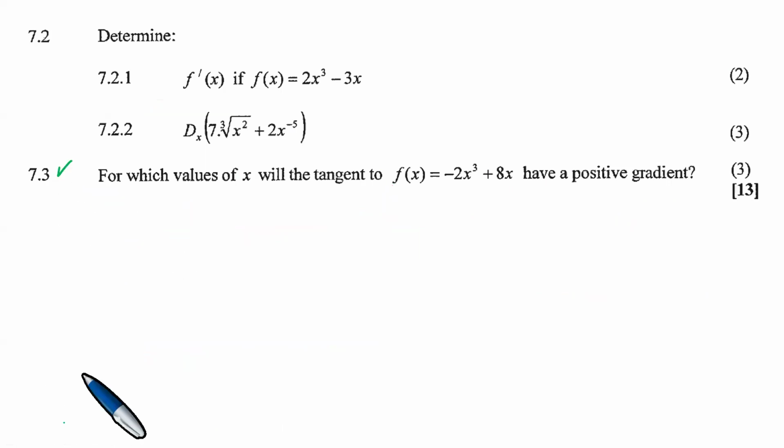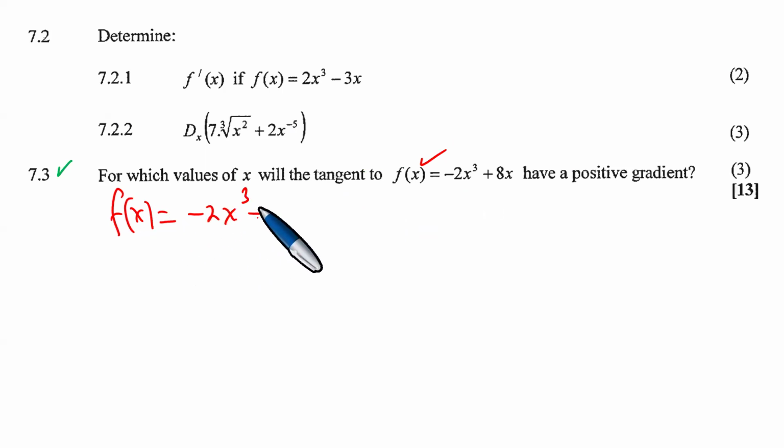In question 7.3, the examiner is very clear: for which values of x will the tangent to f of x equals minus 2x cubed plus 8x have a positive gradient? And we analyze that. If we're saying a tangent to this, it means that we need to find the slope, the gradient at any point, meaning f of x itself is minus 2x cubed plus 8x. Then we need the derivative.